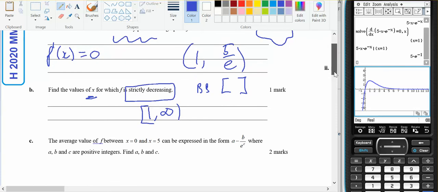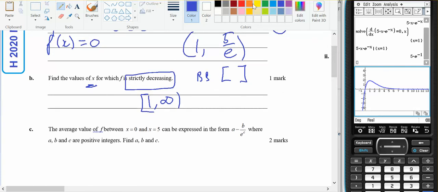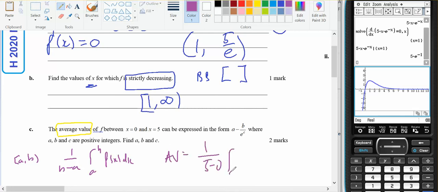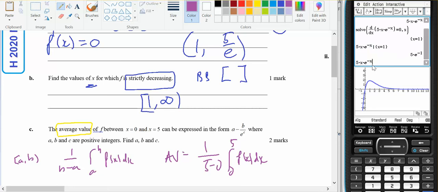And part C, the average value. So I've got in my formula book a rule for the average value. And the average value between a and b is 1 on b minus a, integral from a to b of f of x dx. So the average value in this particular case will be 1 on 5 minus 0, from 0 to 5 of f of x dx.